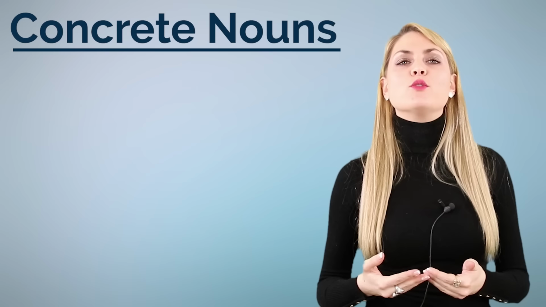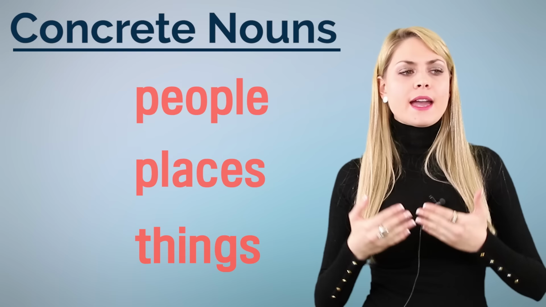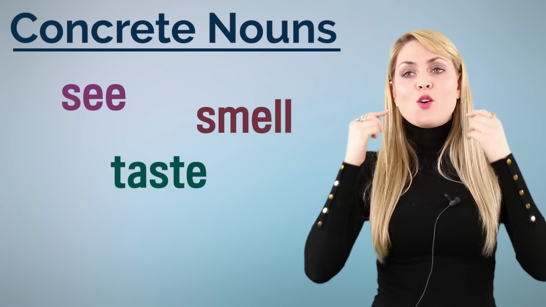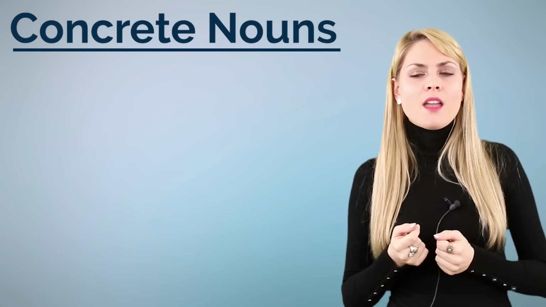Okay, so let's start with concrete nouns. Now in English, concrete nouns are people, places, or things, including animals, that you can see, that you can smell, or taste, or hear, or touch. So you can basically use your five senses. Let me give you a few examples.